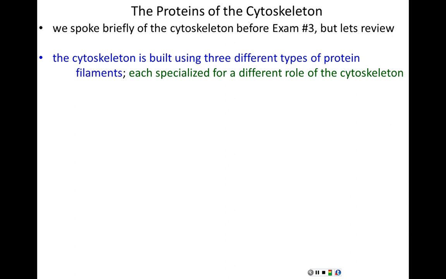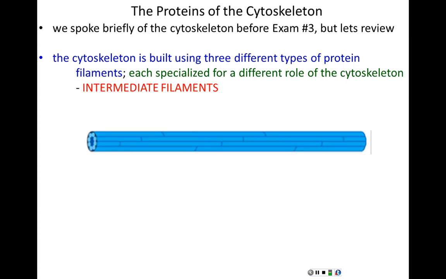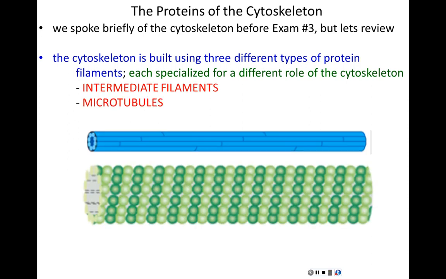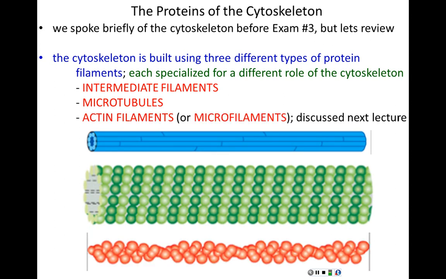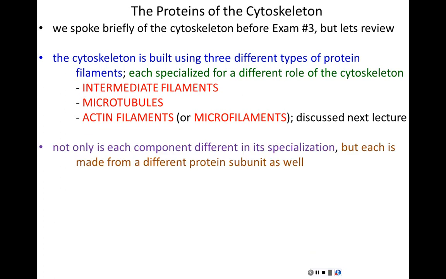The cytoskeleton is built using 3 different types of protein filaments. Each of those protein filaments is specialized for a different role of the cytoskeleton. We have the intermediate filaments, abbreviated IFs. We have the microtubules, abbreviated MTs. And we have the actin filaments, also called the microfilaments, and we'll just refer to these as actin from now on as well. So these are the 3 different types of protein filaments that come together and form the protein network of the cytoskeleton. In this lecture, we'll talk about intermediate filaments and microtubules, and we'll save actin for our next lecture.